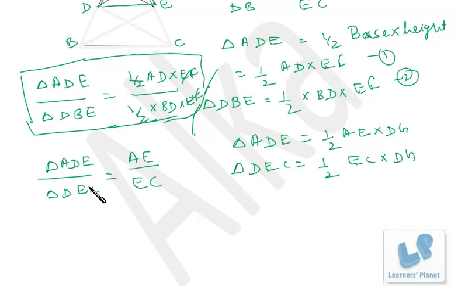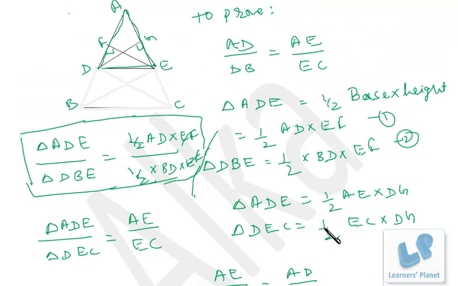That means DBE is DEC, and the numerator is common, that is ADE and ADE. That means AE by EC must be equal to AD by BD, right? AE by EC is equal to AD by DB, or BD. So that is the thing that we had to prove. So this is the basic proportionality theorem.